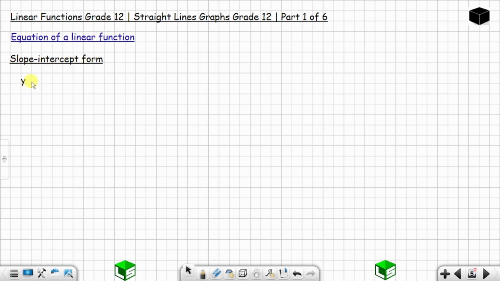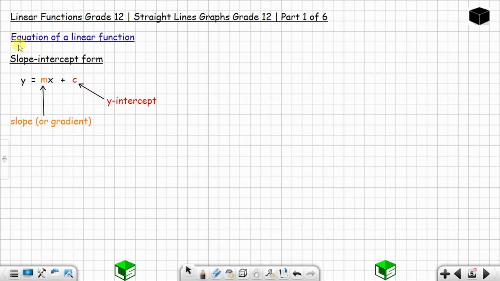This is the form y is equal to mx plus c. This form is known as the slope-intercept form, because you have c there, which represents your y-intercept, and you have m there, which represents your slope or your gradient. So your m is your slope or gradient, and c represents your y-intercept.